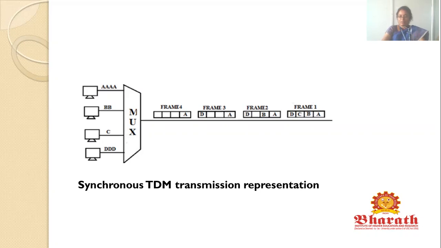There are some disadvantages in synchronous time division multiplexing. The channel capacity cannot be fully utilized when some sources do not want to send data. The capacity of the transmission link must be higher than the total capacity of the input lines. It is also very complex to implement the synchronous system.